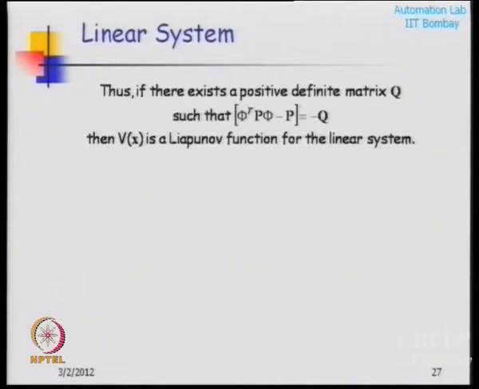Now the question is, when does such a matrix exist? If such a matrix exists, then of course the system is asymptotically stable. Actually you can show that if eigenvalues of phi are inside the unit circle, then you can always construct a matrix P such that phi transpose P phi minus P is negative definite. That is always possible.